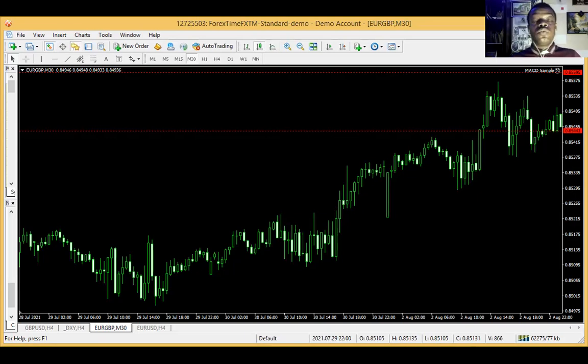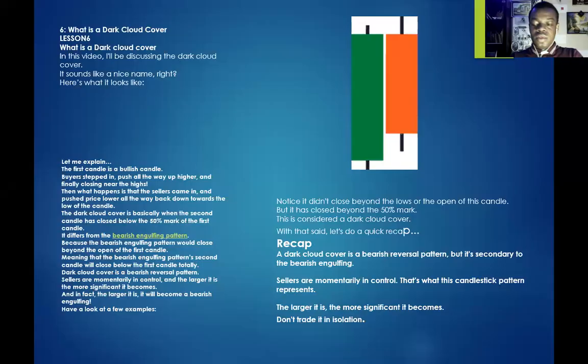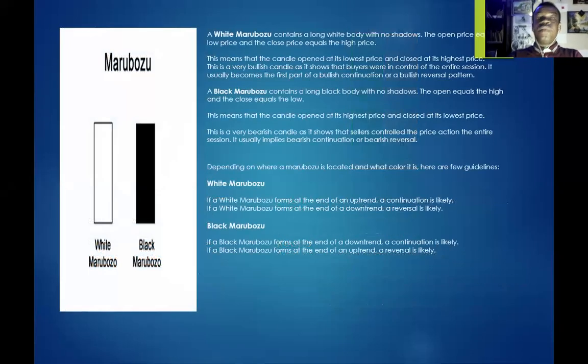We have discussed so many reversal patterns. So those reversal patterns are enough. In our next class, we'll be discussing Marubozu, and explain what Marubozu represents, and we will check it in our live chat. Thank you and have a nice day.